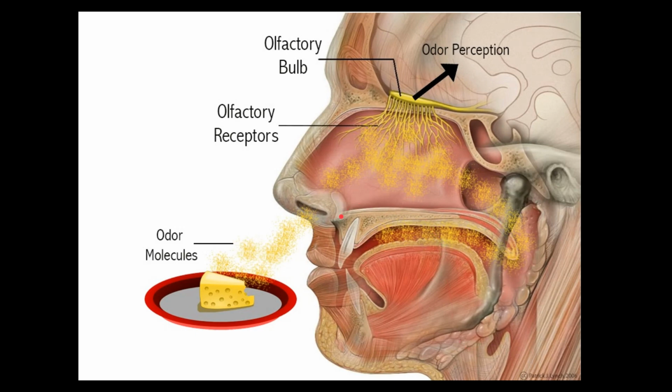This is the sense of smell. Let's suppose this is some kind of cheese or some kind of food, and the different molecules from this cheese go off into the air. When you breathe it in through your nose, some of those molecules hit these nerves, these receptors at the top of your nose, and that creates electrical signals in the olfactory bulb, and that goes to the brain, and so you can smell something.